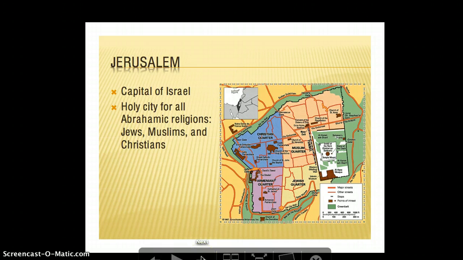Jerusalem, the city of Jerusalem, is the capital of Israel, a holy city for all what we call Abrahamic religions. So Jews, Muslims, and Christians consider this to be a holy site. I had an Israeli professor in college who said you must visit Jerusalem. It is the religious Disneyland, and you'll see lots of tourists there, lots of people, during Easter week and around Christmas time, making Christian pilgrimages to Jerusalem.